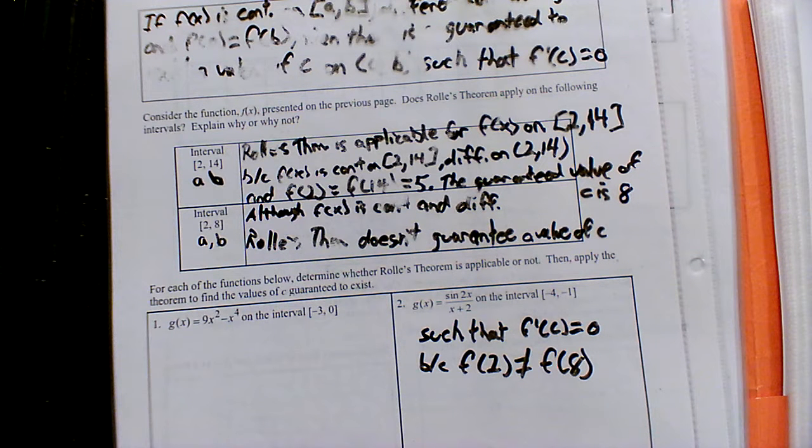Could there occur a spot where the derivative was equal to 0 between those? Is it possible? Yeah, it's possible, but according to the theorem, it's not guaranteed. We don't know for sure. If all of these stipulations are true, we know for sure there's a guarantee that there will be, but we don't know for sure. It's possible, yes, but not guaranteed. So that's what we're stating with the theorem.